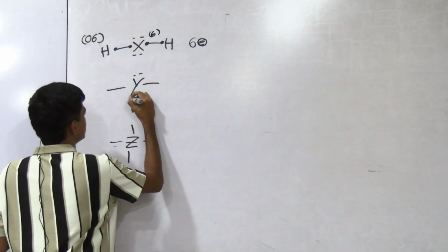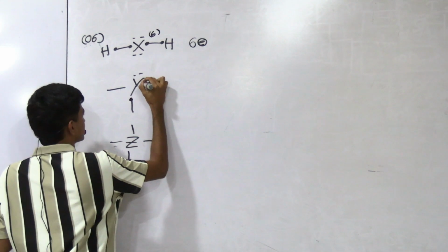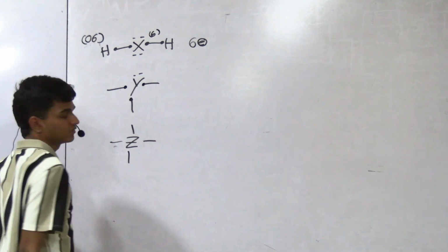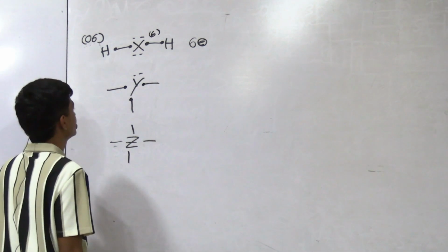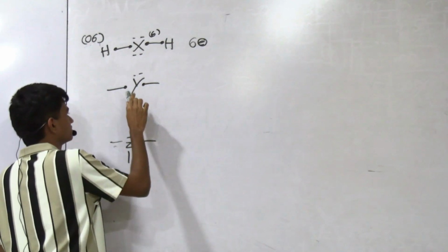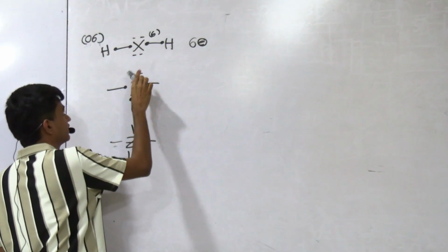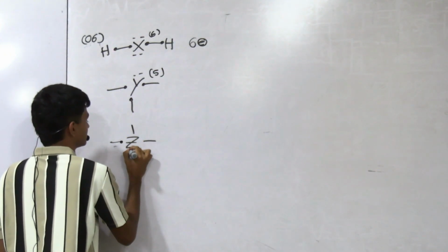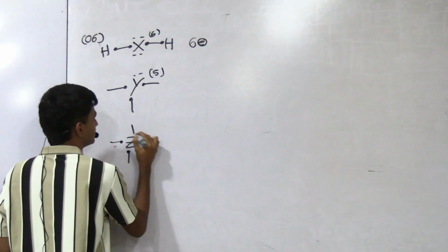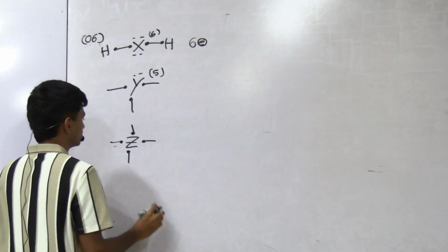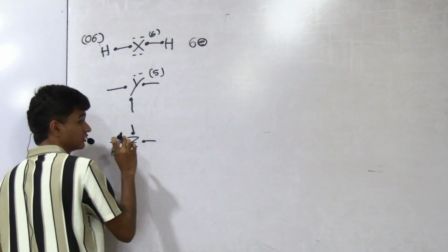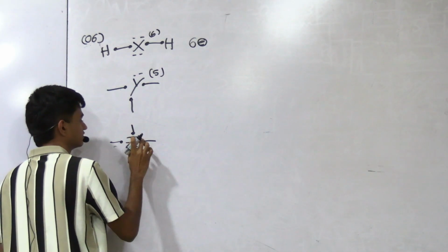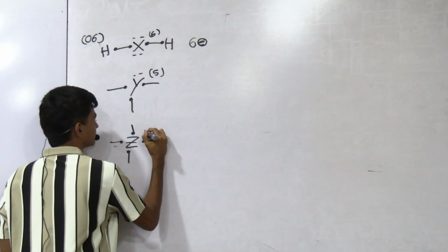If we consider the same thing in the second structure, what's the valency number here? 1, 2, 3, 4, 5. Valency is 5. Here, what's the valency? You guys should be able to tell this by now, hopefully. So the valency here is 1, 2, 3, 4. 4.